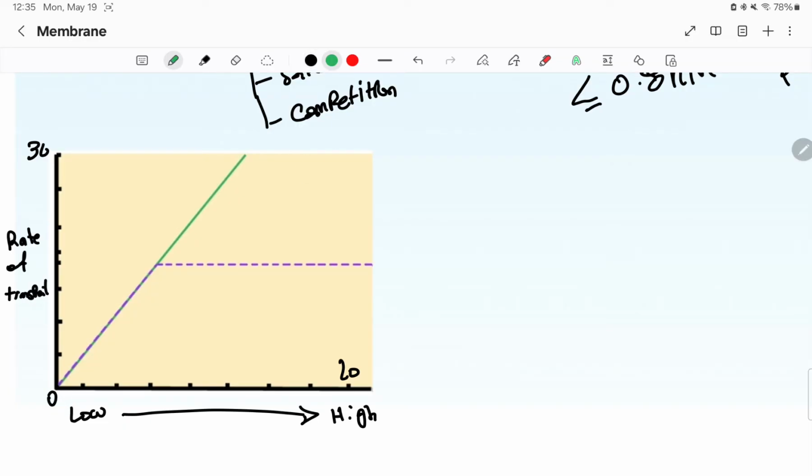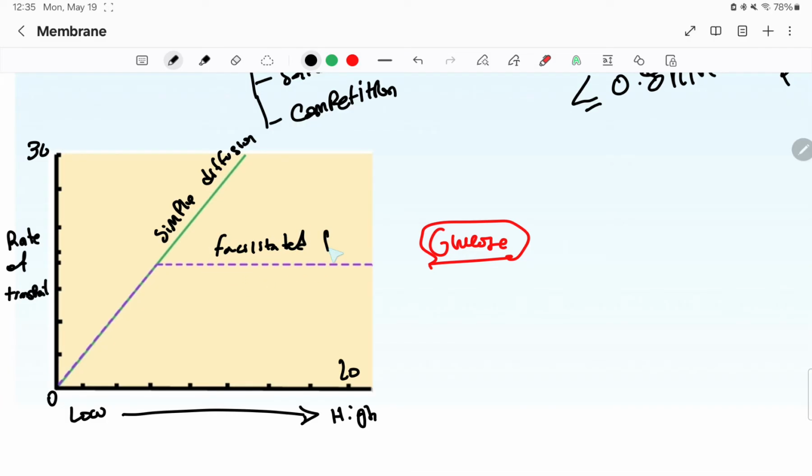All right, now let's see what this graph is actually talking about. Let's take a molecule. Let's talk about glucose. I just picked a random molecule. This graph is saying that if I were to look at two different types of transport, one being the one in green called simple diffusion, and the other one in purple being facilitated diffusion, we would witness two very different things.